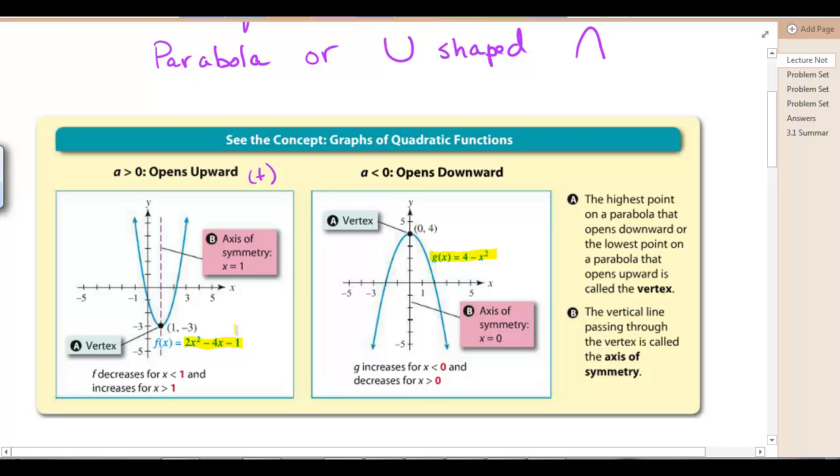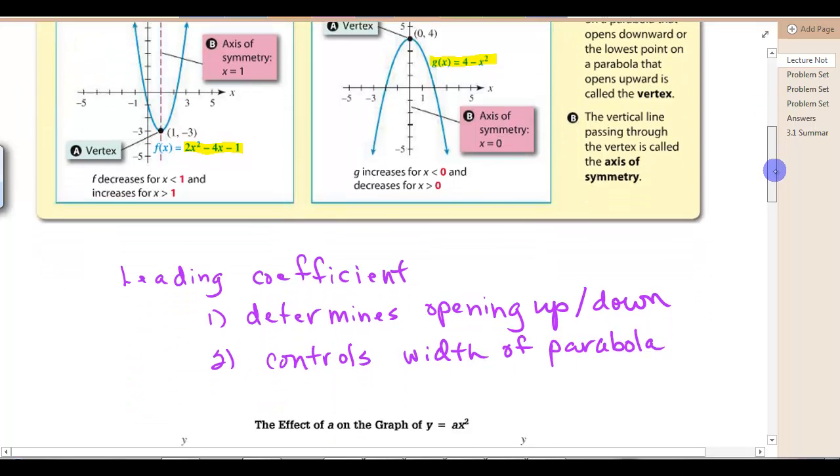So the highest point on a parabola or the lowest point is called the vertex. The vertical line that goes right down the middle right there is called the axis of symmetry. So those are some terms that we're going to be seeing. Let's move on down here.